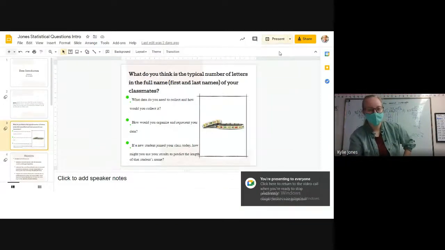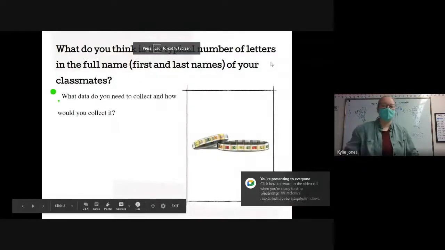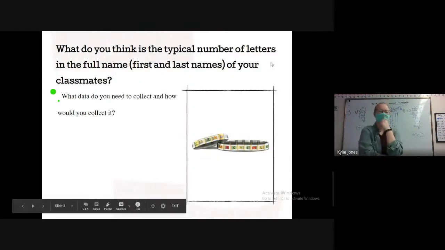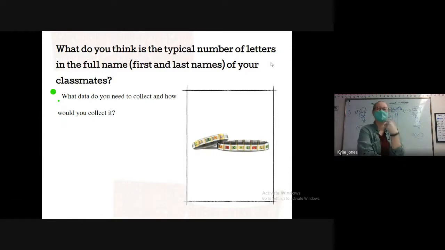So let's look at a couple of questions. It says, what data would we need to collect and how could we collect this data? Let's assume that everybody is in person, inside the classroom. If we needed to collect first and last names of everybody, how could we do that? What are some ideas?